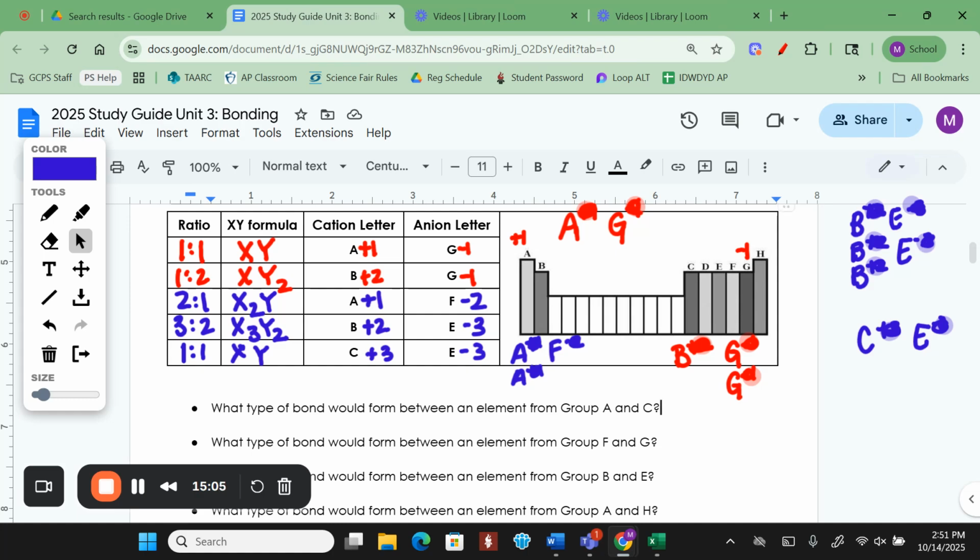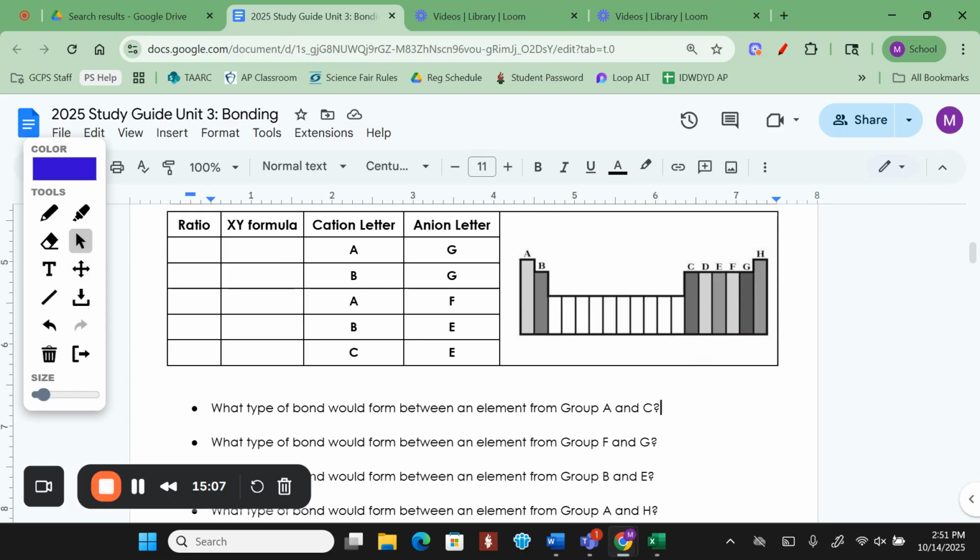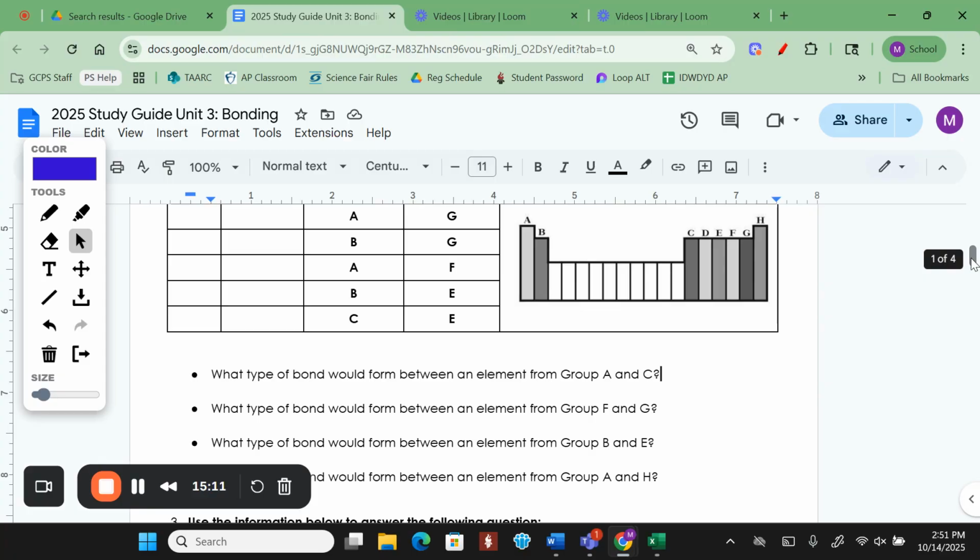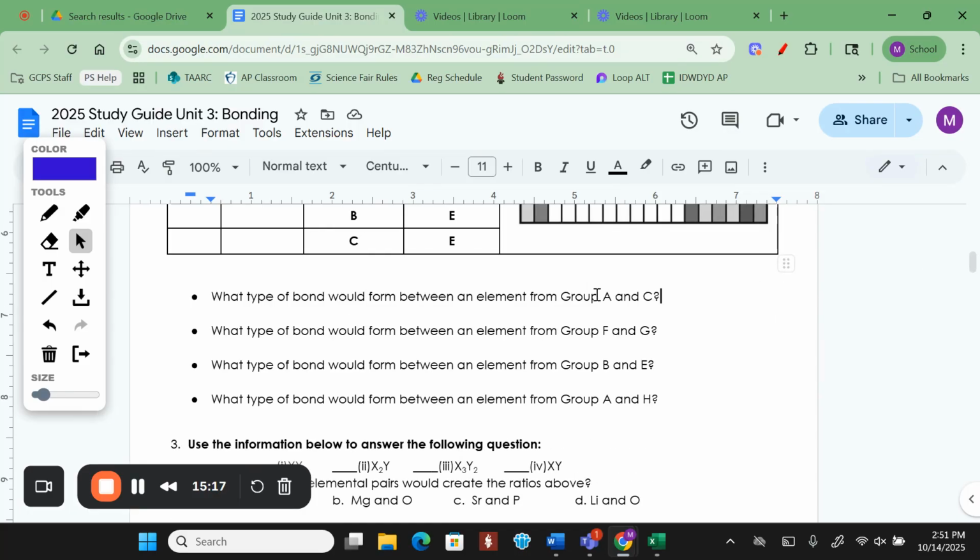In the following questions, we're going to ask you what type of bond would form between the different groups. Your options are metallic, ionic, covalent, or none. See if you can answer those questions now. Your options again are metallic, ionic, covalent, or none, and you can use each of those labels only one time.